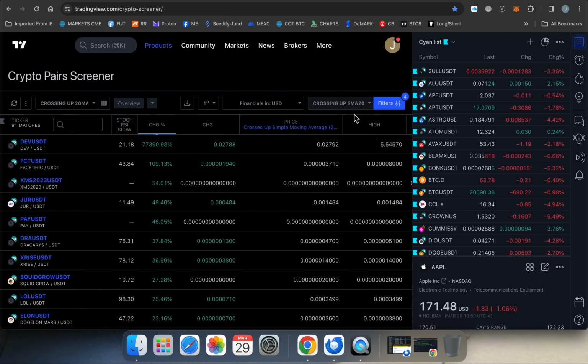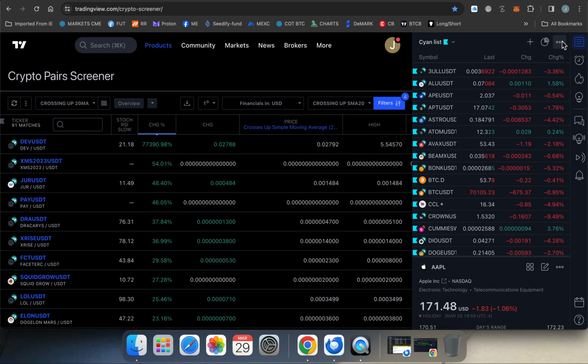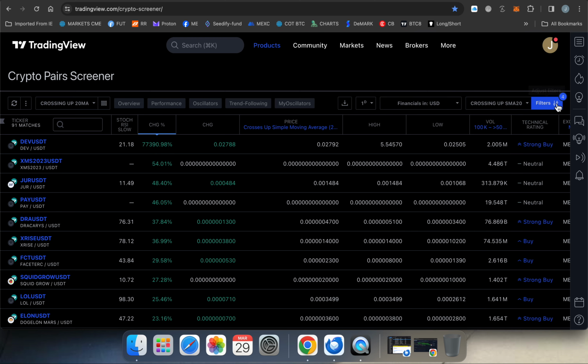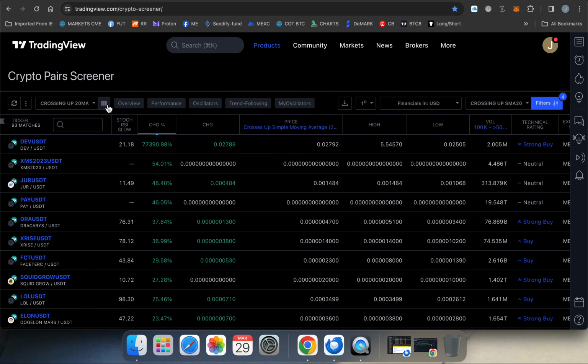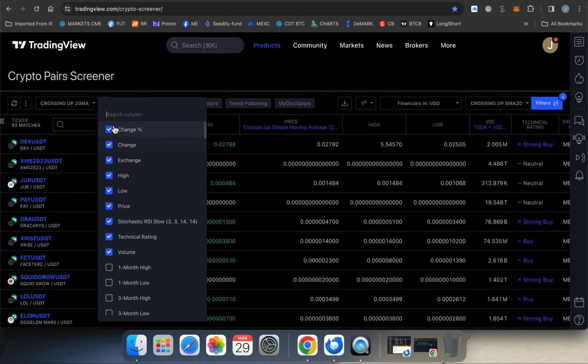Now I've got this saved as a setting. You can save your columns however you want it. You can set your stochastic RSI. You can come over here and change your filters into seeing what you want set up. Let's see exactly how to do that. Okay, right here. So you toggle all these that you want to be shown as your headline columns.